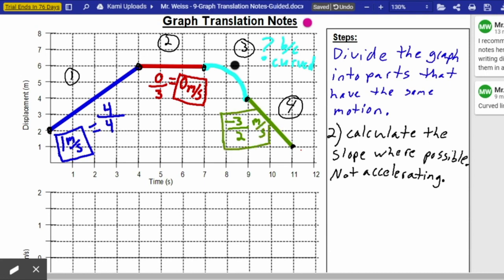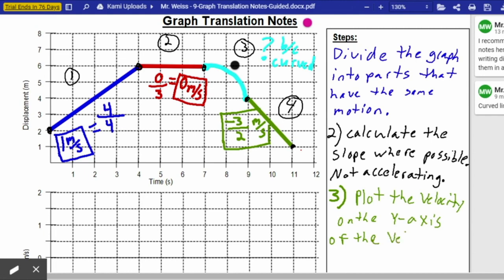Now that we've calculated all of those slopes, or in other words, all of the velocities of those different parts of motion, we're going to take that information and plot it on our velocity versus time graph below by looking at the y-axis.